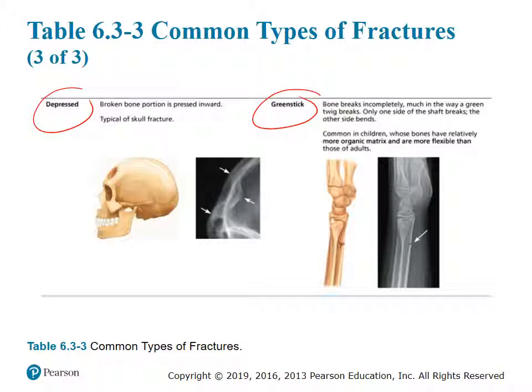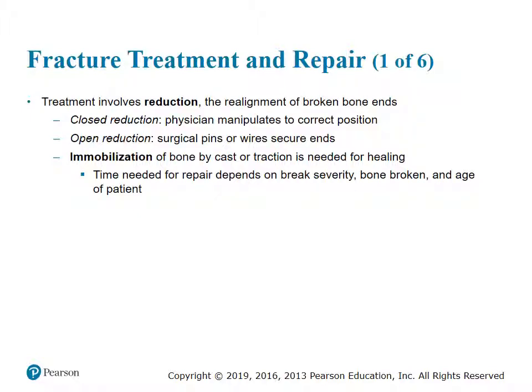And so table 6.3-1 through 3 really does a good job of showing you an X-ray, a description, a drawing, and then displaying the description, right? And so treatment, when we talk about treatment, what does that mean? Treatment is actually repairing the bone, and usually we have a reduction occurring, so this is actually putting everything back in the right alignment.